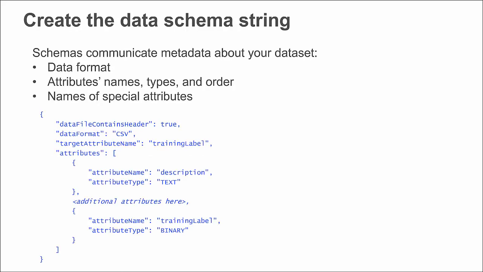So let's start with data sources. The first step to creating our data source is to create our data schema. Data schema is just a small JSON document containing metadata about our data set. What format is it in? CSV in our case. What are the names and types of different attributes in our file and what order they're in? And the names of special attributes, like our target attribute, this thing we try to predict. So this is a very simple JSON document, and we save it into a string.